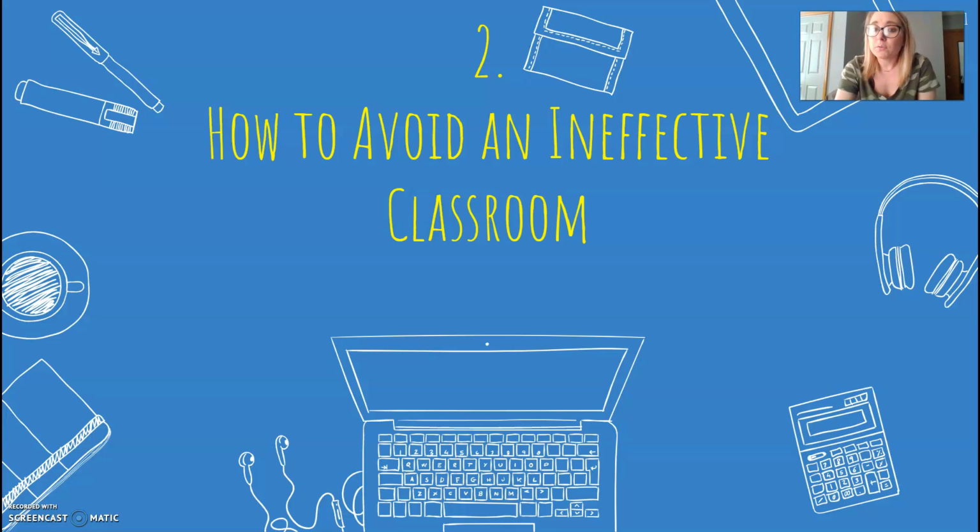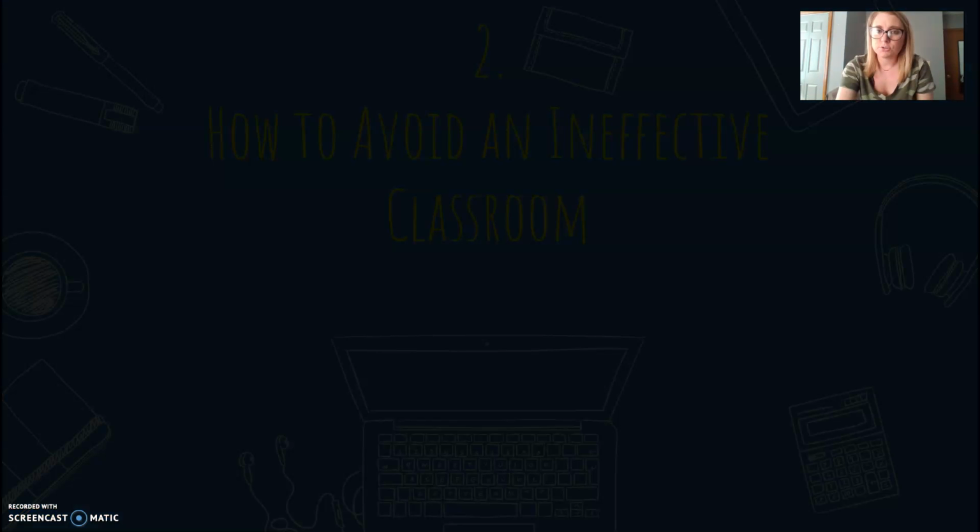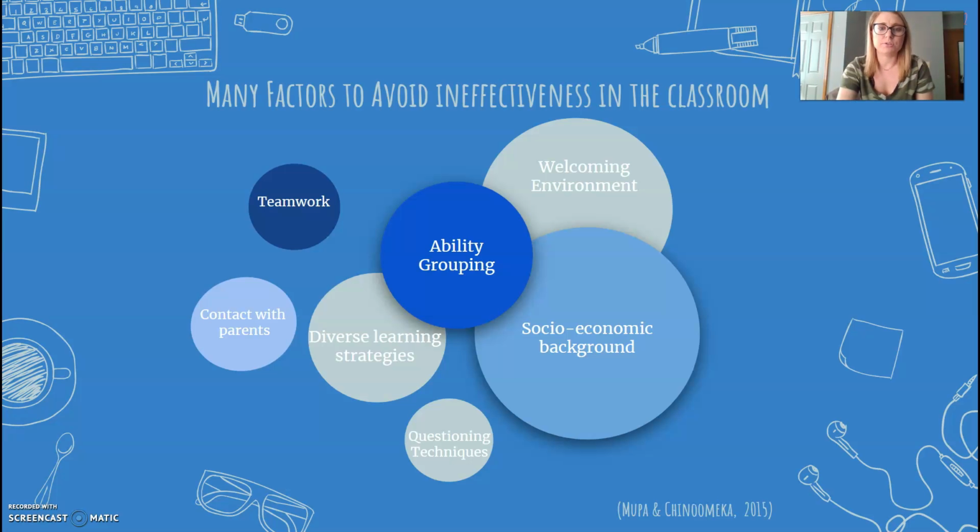Section 2, we are going to avoid ineffective classrooms, and here are a few ways to do that. There are many factors that we need to consider to avoid an ineffective classroom. We need to create a welcoming environment. We need to consider our students' socioeconomic backgrounds. We need to ability group when appropriate. We need to include diverse learning strategies to meet all of our students' needs. We need to use a various range of questioning techniques. It also involves teamwork, not only with our colleagues, but with the students and their families. And finally, we do need to have that continuous interaction with parents and families.